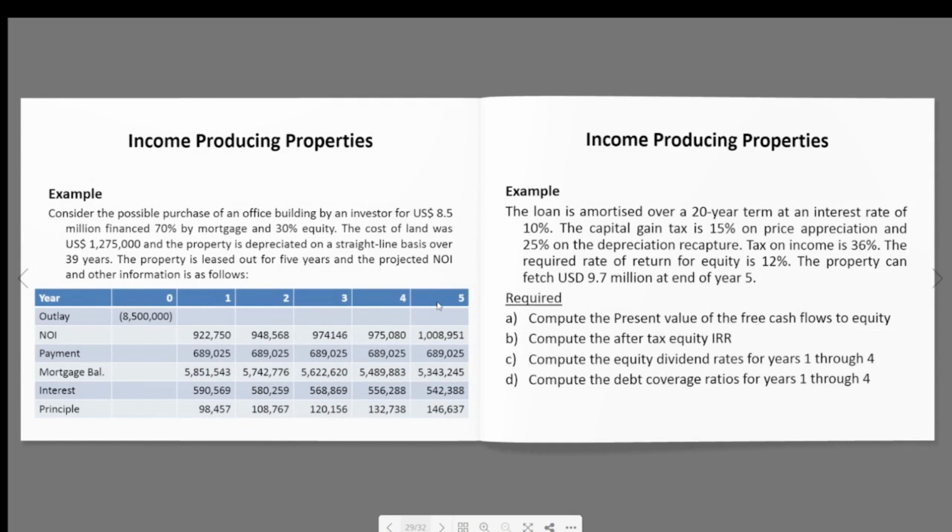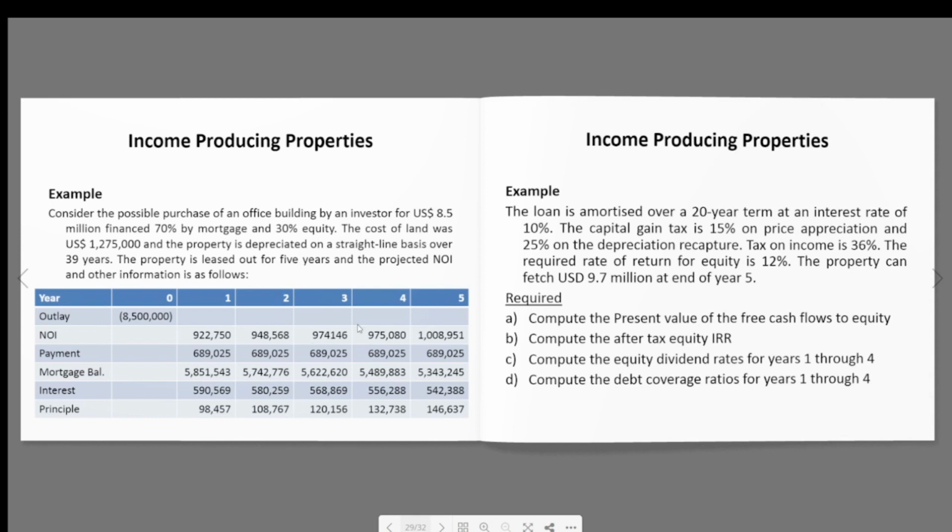Now let's look at an example. Consider the possible purchase of an office building by an investor for 8.5 million US dollars, financed 70% by mortgage and 30% equity. The cost of land was 1,275,000. The property is depreciated on a straight line basis over 39 years. The property is leased out for 5 years, and the projected net operating income and other information is as follows.